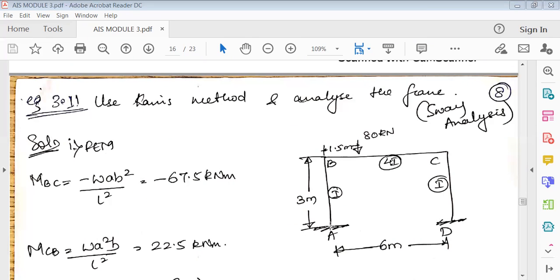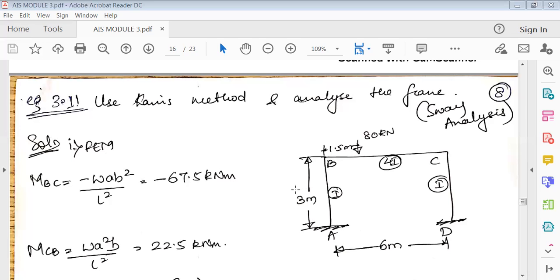Again, just by seeing this here, I of the columns is the same. B of the beam is 4I. And the load here is eccentric. Had it been exactly at the center, then it would be symmetric, and that would be a non-sway. Now that the load here in BC is eccentric, it is a sway type of frame. Then again the steps would be the same as usual.